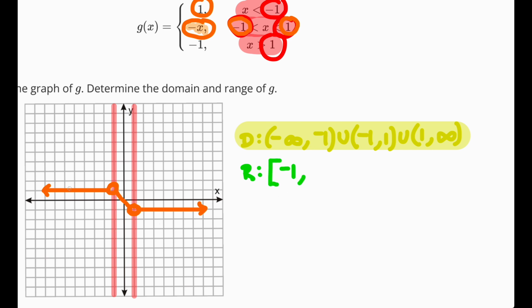Comma, okay, the highest it goes is 1 on the other side. You can kind of see right over here, the highest it goes is 1. It's not going in the upward direction, so it stops at 1. It's inclusive as well, so we're going to use brackets for both of those, and we have our answer.